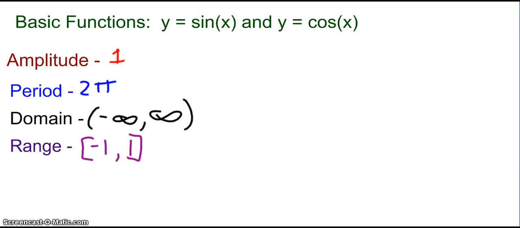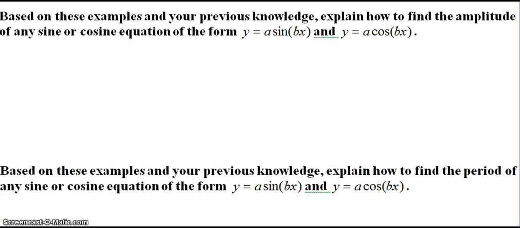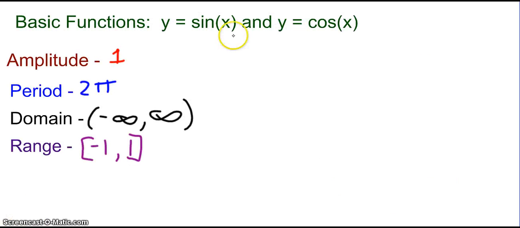Alright, so hopefully you came up with some good explanations for how to find the amplitude and the period of the sine and the cosine function. Just to go over the basic functions again, this was one of the examples back here, so that's why I'm going through it a little bit quicker. We know that the amplitude of y equals sine of x and y equals cosine of x is 1. The period is 2 pi. Remember, the period is the distance of a complete cycle. The domain and the range, we should know this already because we talked about this earlier in the unit.